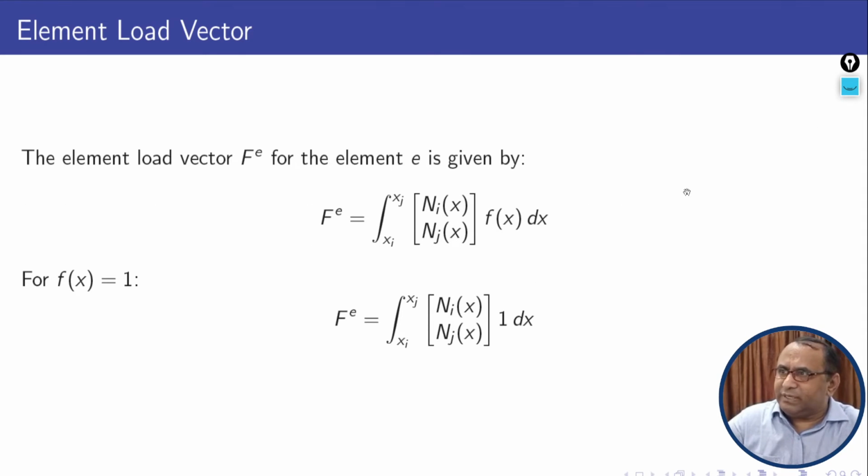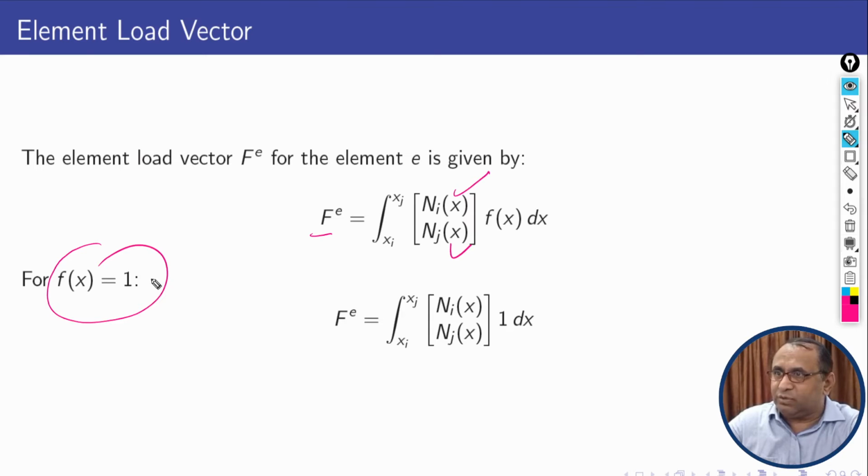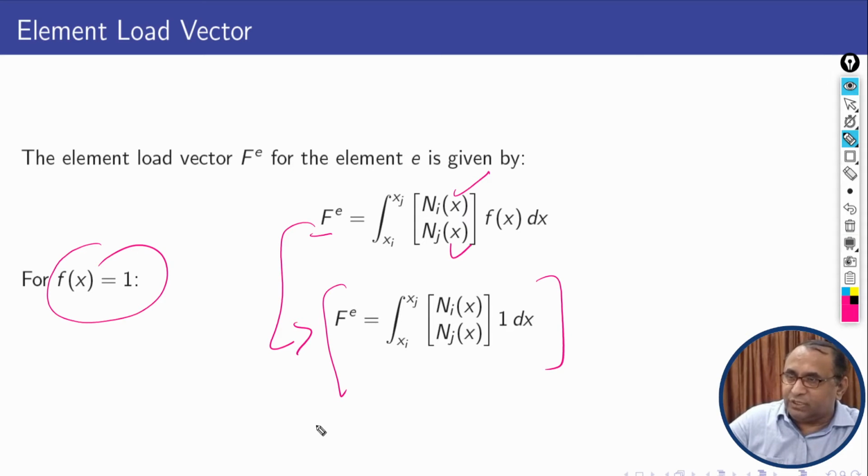The element load vector Fa for the element A is given by Fa is equal to the integral over xi to xj of Ni(x) and Nj(x) into f(x) dx. But f(x) we have is equal to 1, so this reduces to Fa is equal to the integral from xi to xj of Ni(x) and Nj(x) into 1 dx. Now by using this element load vector, we need to find out the values corresponding to these three nodes.